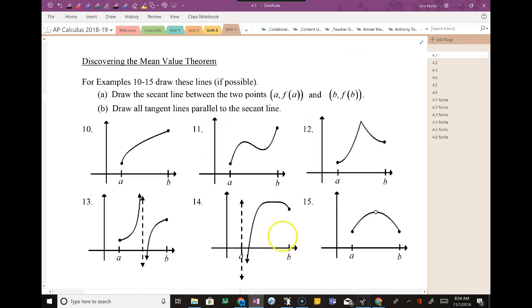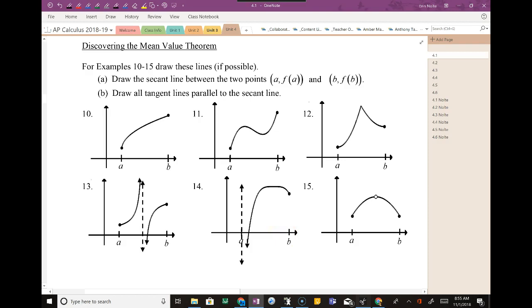So the mean value theorem is kind of discovered by using these little functions here. The examples say we're going to draw a secant line between the A and the B. And then the idea is that we're going to draw a tangent line that is parallel to the secant line. Okay? So what that means is my secant line is a line that connects 2 points. Okay? So if I connect the point A to point B, you guys know what I'm talking about. Sorry, that is totally wiggly.